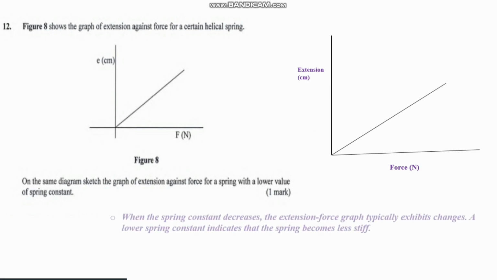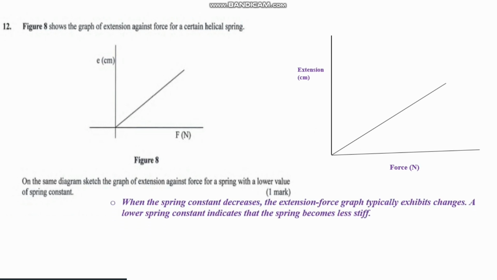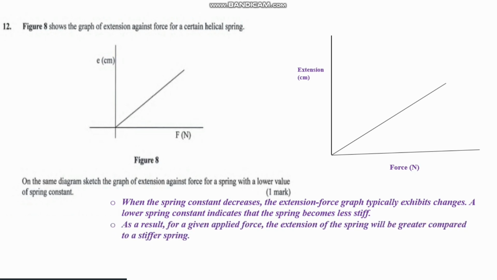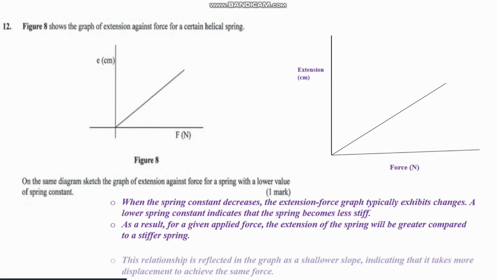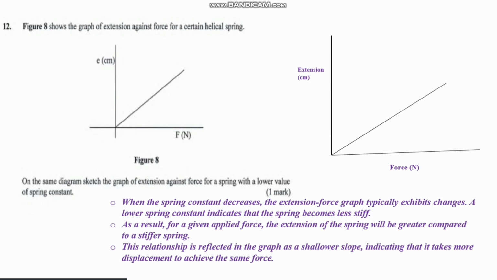Now, before we answer this question, let us look at this. When the spring constant decreases, the extension-force graph typically exhibits changes. A lower spring constant indicates that the spring becomes less stiff, and when the spring becomes less stiff, extension increases. As a result, for a given applied force, the extension of the spring will be greater compared to a stiffer spring. This relationship is reflected in the graph as a shallower slope, indicating that it takes more displacement to achieve the same force. So in this graph, the extension against force for a spring with a lower value of spring constant, if plotted, becomes like that. So that is the correct one.